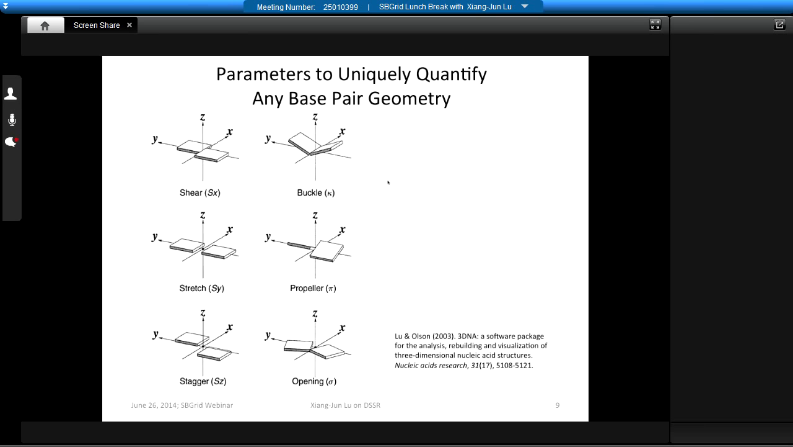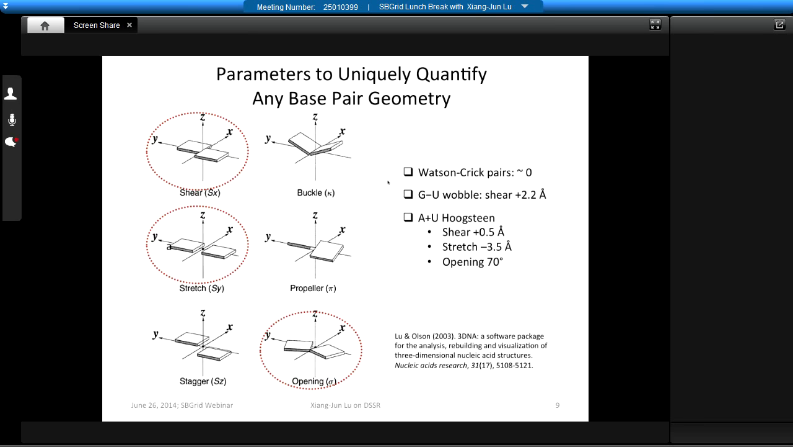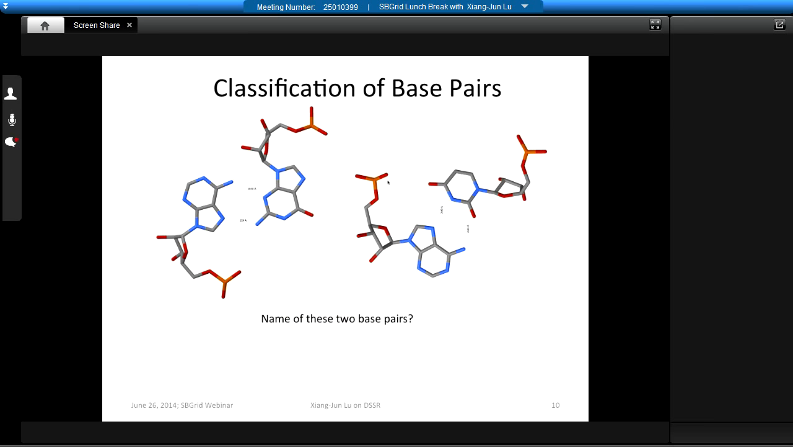On the left-hand side are the three translations called shear, stretch, and stagger. On the right-hand side are the rotations called buckle, propeller, and opening. And it is only shear, stretch, and opening which are the most discriminative among all the different base pairs. For example, for a Watson-Crick base pair, since the parameters are defined with reference to Watson-Crick base pair, these parameters are around zero. For a so-called GU wobble base pair, the shear is around 2.2 angstroms. For an AU Hoogsteen, the shear is around half, the stretch is 3.5, and the opening around 70 degrees.